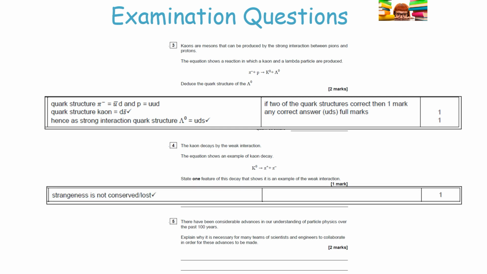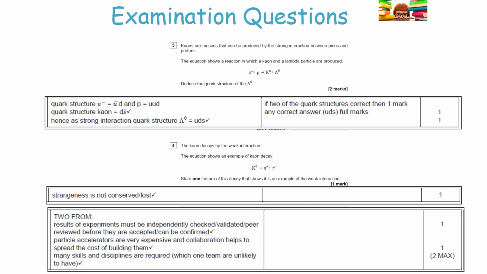Now in the next question, we know that strangeness is not conserved because it's via the weak interaction, and strangeness can change by +1 or -1 via the weak interaction. And then finally, this is a general thing, and that's the idea that results have to be independently checked or peer reviewed before they're accepted or confirmed, and it's a lot easier to do that in teams. Particle accelerators are very expensive, and collaboration helps spread the cost of building them. And also, if you work as a team, you have many skills and disciplines in that team, which is a lot better than just having one set of people there.